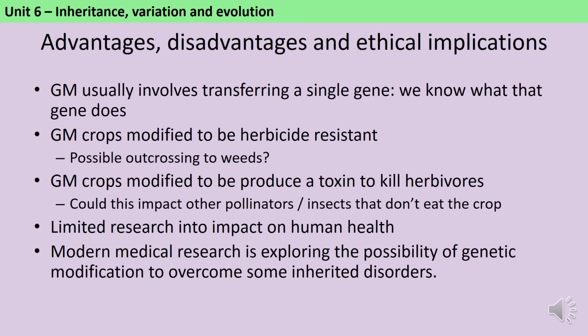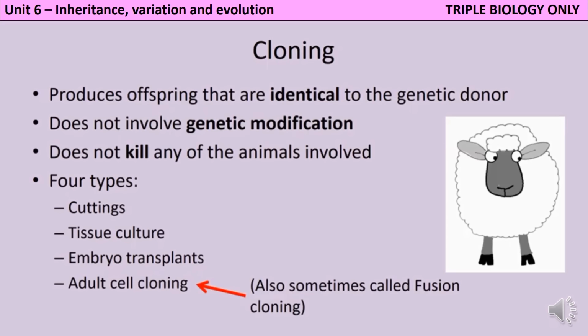Because GM technology is so new, there's been limited research into its impact on human health, which makes some people nervous about eating GM crops, even though we know the function of the small number of genes that have been transferred. Modern medical research is exploring the possibility of genetic modification to overcome some inherited disorders. The next part of Triple Science content is all about cloning, which is used to produce a population of genetically identical individuals.